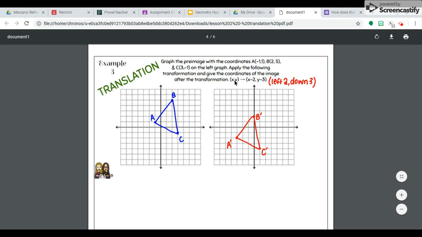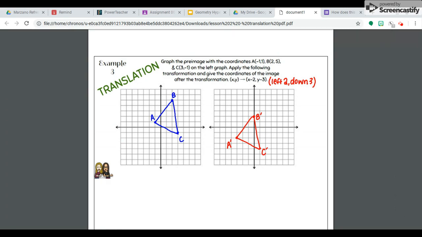So after the transformation, we have (x, y) goes to x minus 2. So we're going to subtract 2 from each of our x coordinates, and y minus 3, so we're going to subtract 3 from each of our y coordinates. Which means we're going to take our x value right here, which for A is at -1, +1. We're going to subtract 2. So -1 minus 2 gives us -3. And then +1 minus 3 gives us -2. So A prime ends up at -3, -2.